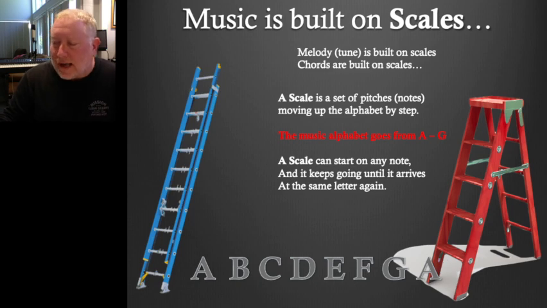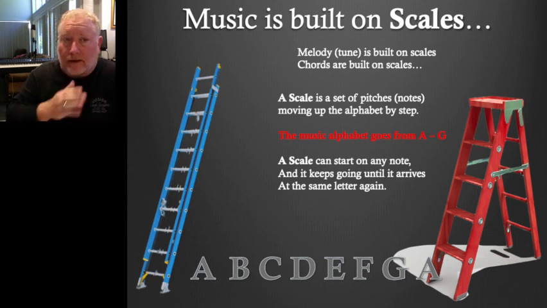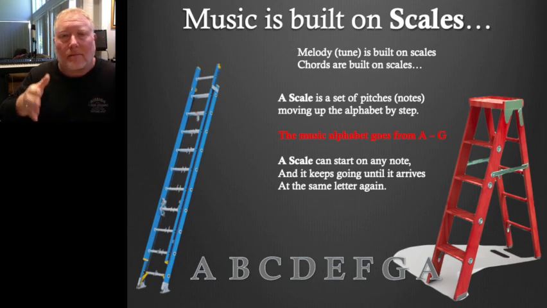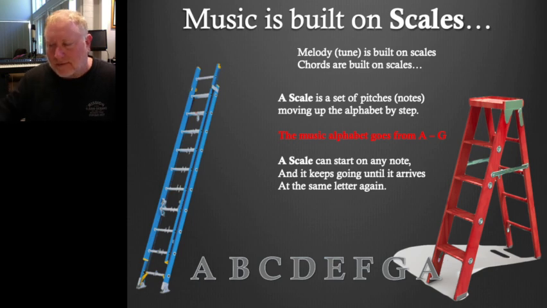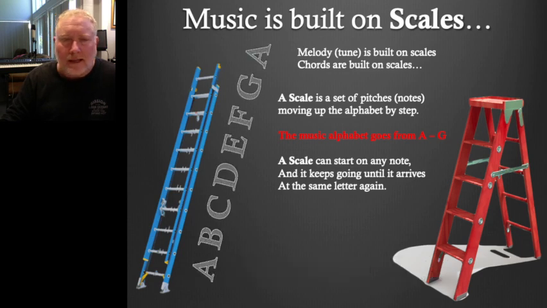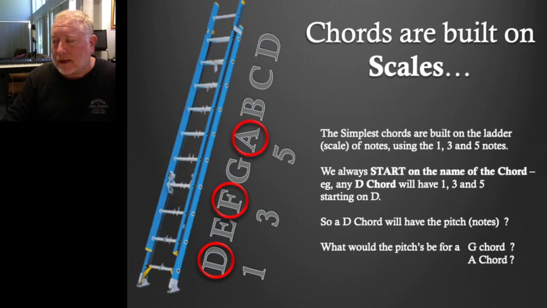So a scale can start on any note, and it keeps on going until it arrives at the same letter name again. A C scale would start at C and go C, D, E, F, G, A, B, C, and it's from C to C that we would call a scale. That's what it looks like, and that's why I use the ladder as an illustration. Each step on the ladder is a step in the scale. And chords are built on scales. It's the simplest way of thinking about it.